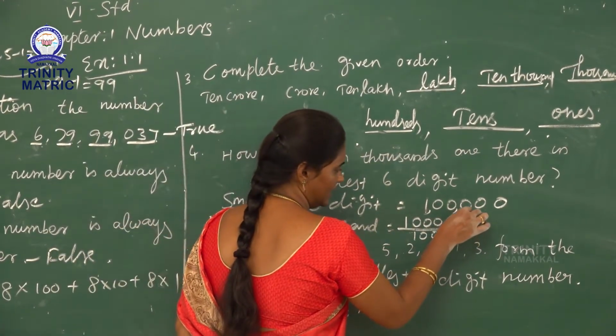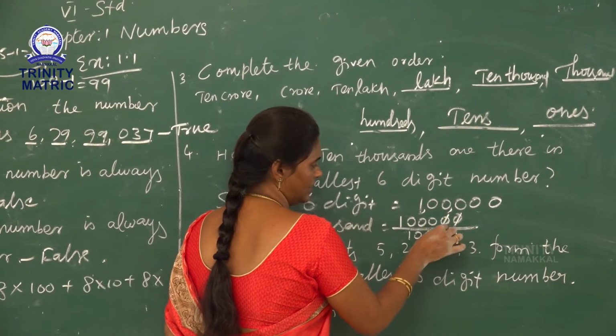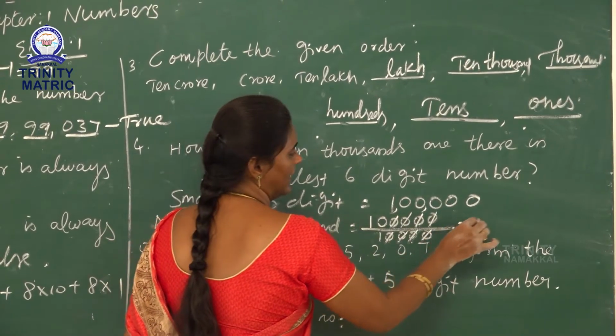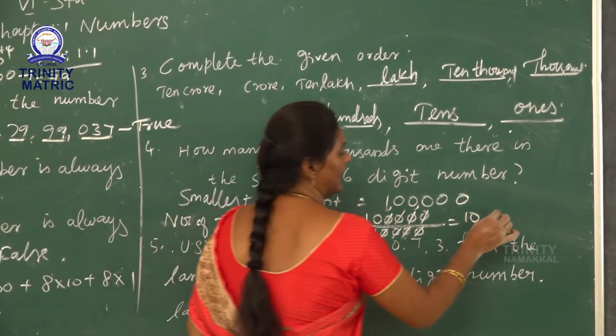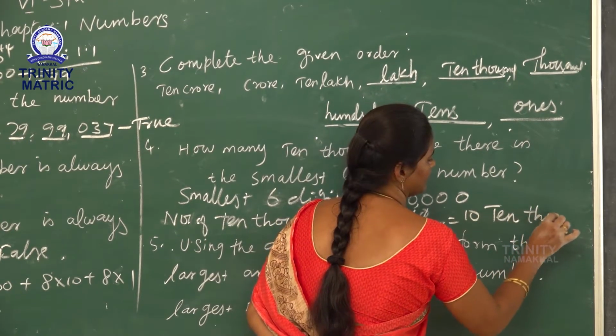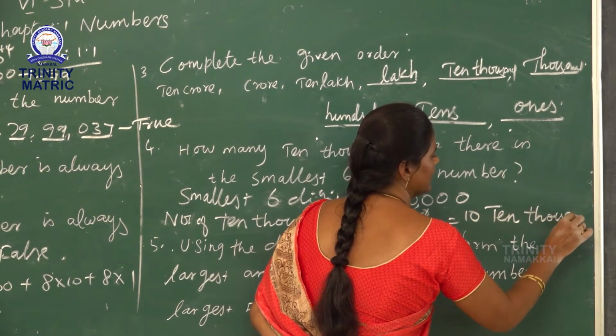See, just we cancel these zeros. The remaining number is 10. So in 1 lakh we have 10 ten-thousands.